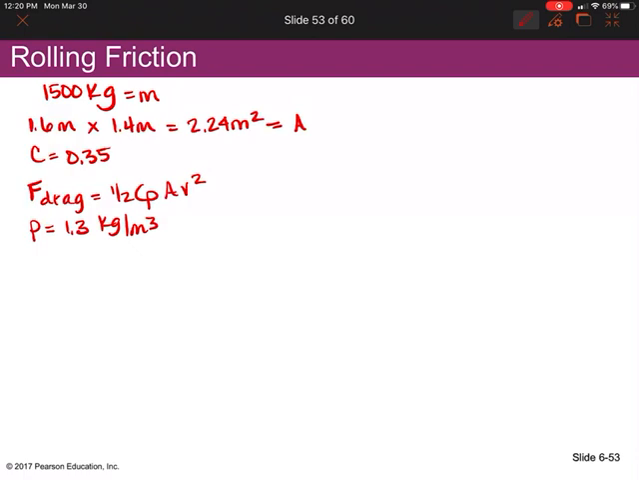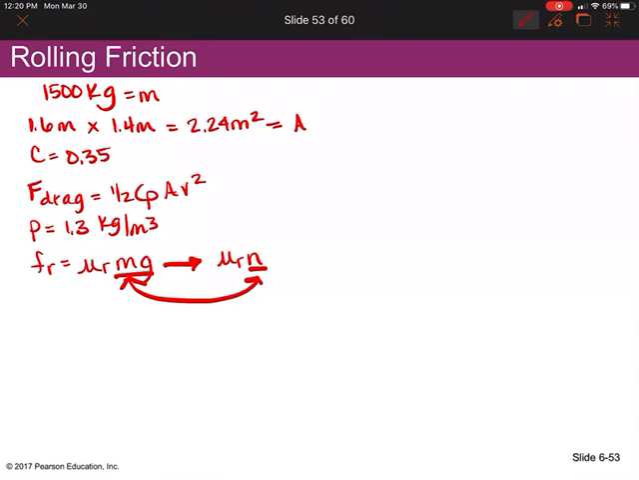And we are comparing this to our rolling friction. So rolling friction is equal to that coefficient times mass times gravity, which, if you were actually looking at the equation, I'm sorry, I should have written it the other way. It's like this, times normal.